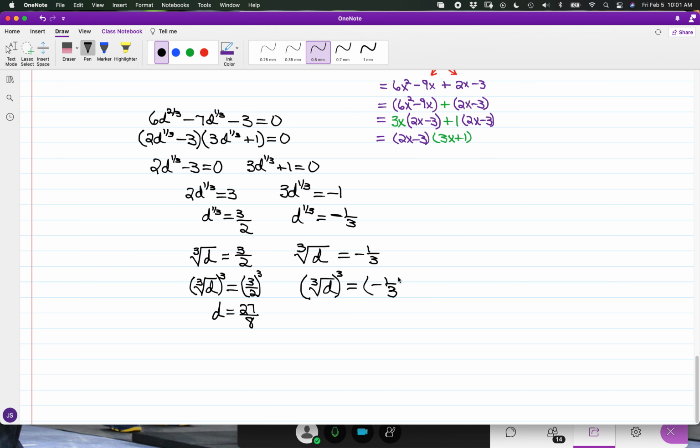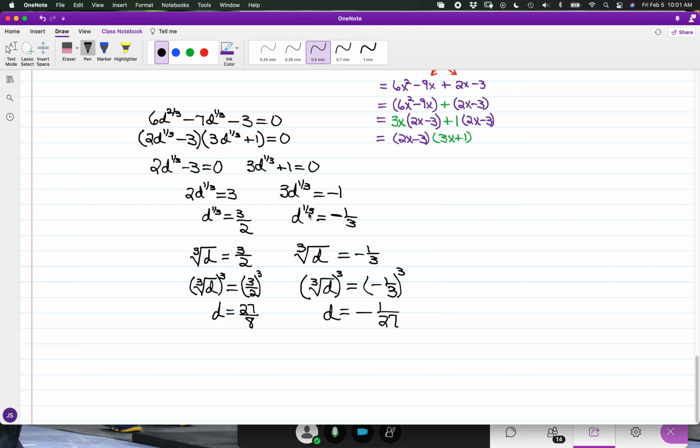Okay, so the cubic root of d cubed. Okay, so we have another d, and negative 1/3 cubed, negative 1/3 times itself, and this will come out to negative 1/27. And let me pause right quickly.